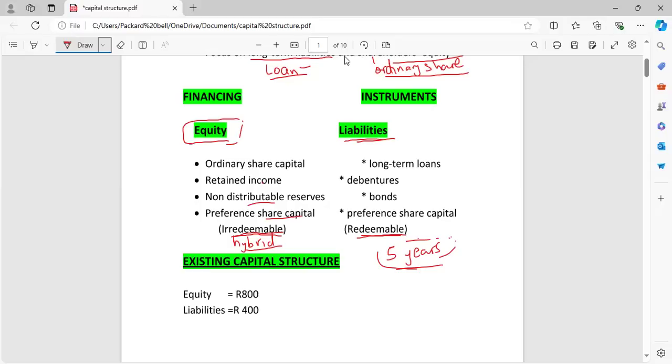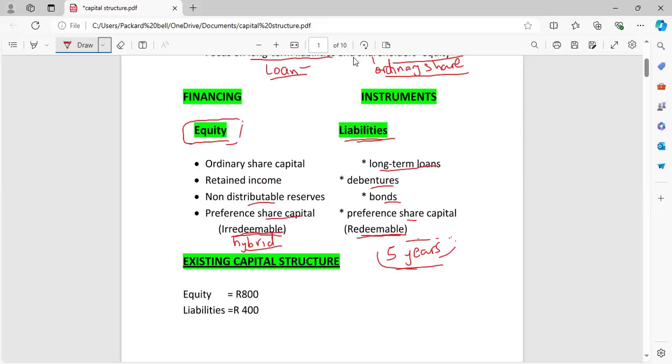Right, so let's look at liabilities. In your questions, you can have long-term loan, debentures, bonds, and preference share as well. So it's going to be part of the capital structure. So a capital structure is made up of all these, but the business can have 1, 2, 3 of them. It depends on the business, how it decides to finance itself.